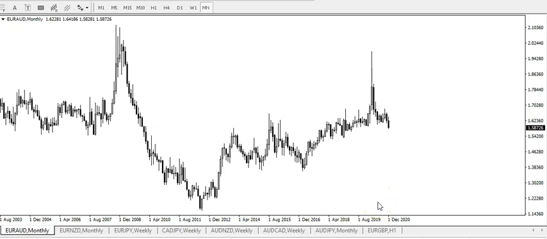Right, so firstly, this is the Euro Aussie. Euro Aussie on a monthly chart. What is clear, or what is not so clear, is that price has been ranging.